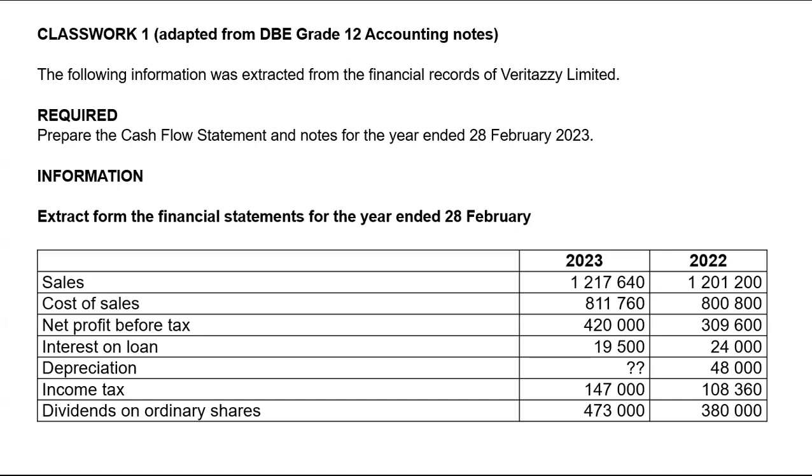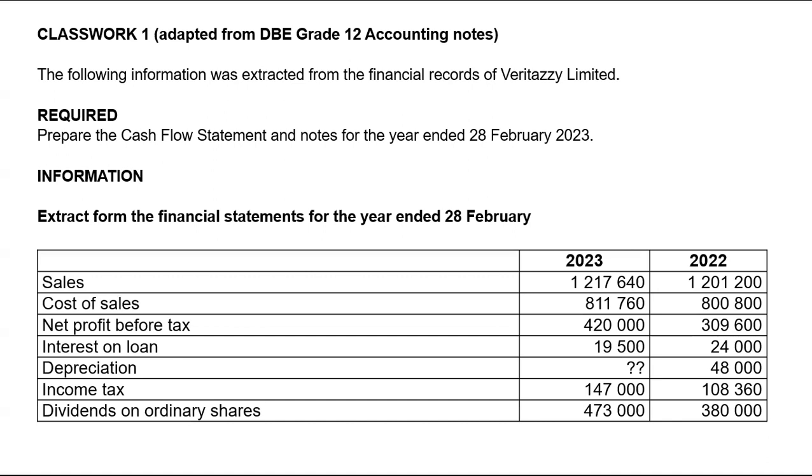Well, we've got interest on loan, we've got depreciation, we've got net profit before tax, which goes to note number 1. And depreciation will go to your tangible assets purchased. When you calculate tangible assets purchased, we need income tax to calculate tax paid. We need dividends on ordinary shares. So when they give it to you as dividends on ordinary shares, you just need to know that those are this year's interim dividends plus this year's final dividends.